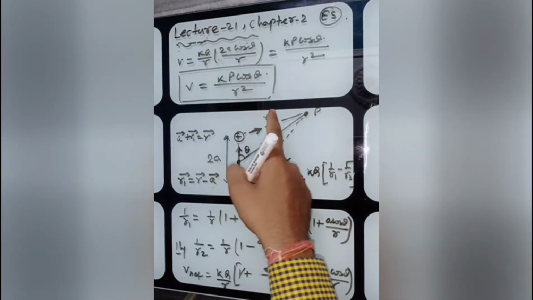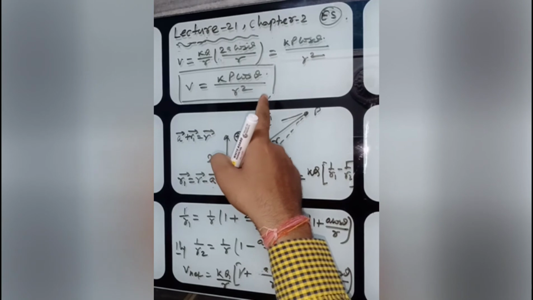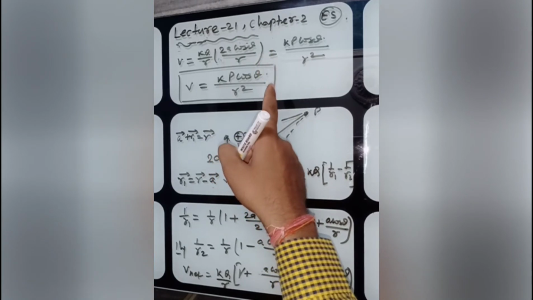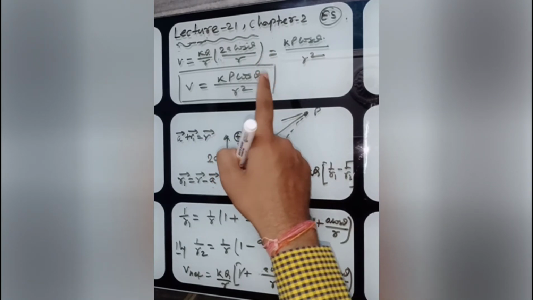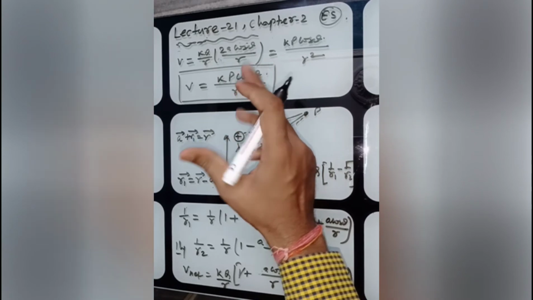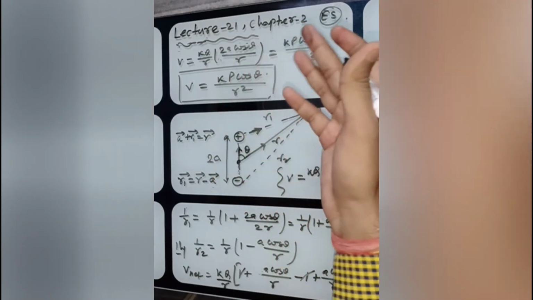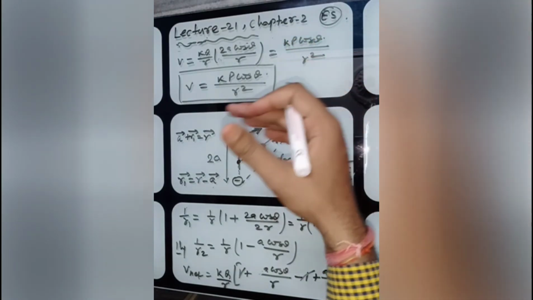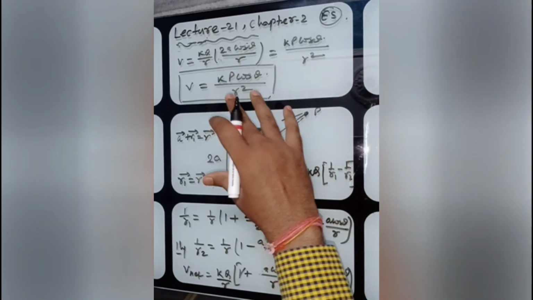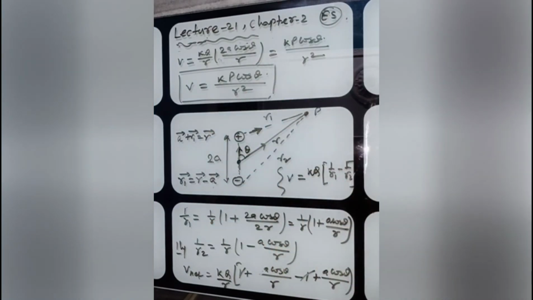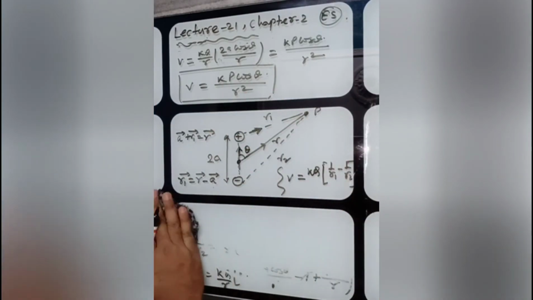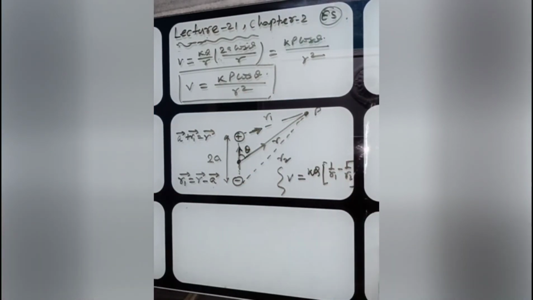This is the expression for the potential. Remember, this is the expression for potential at an arbitrary point, that is at any general point. If you are not given the angle, if you apply the condition over here, you can find the expression for equatorial and axial both.